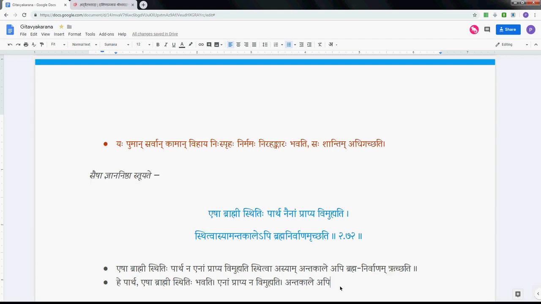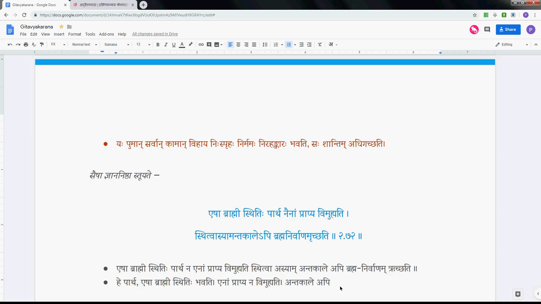Therefore, there are people who take sannyasa even at the last moment, on the deathbed. So that may be possible. So antakale api, that is the stuti. Even at the last moment, if you can get this nishtha, please take it. That will give you Brahma nirvanam.